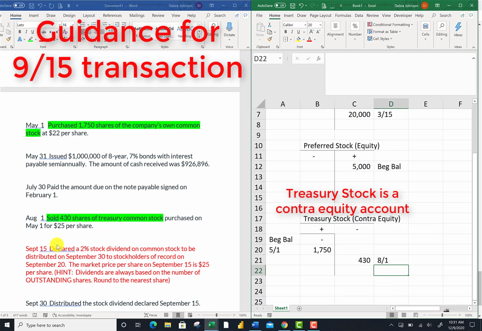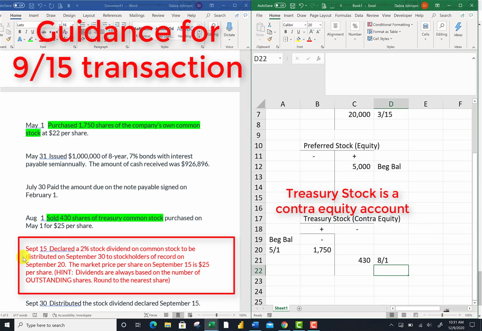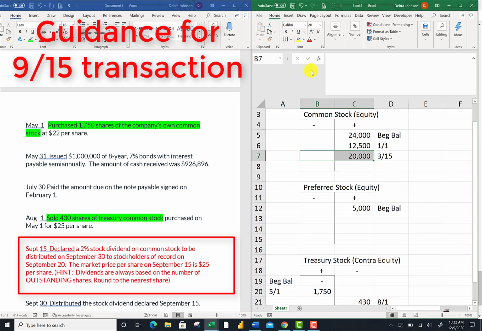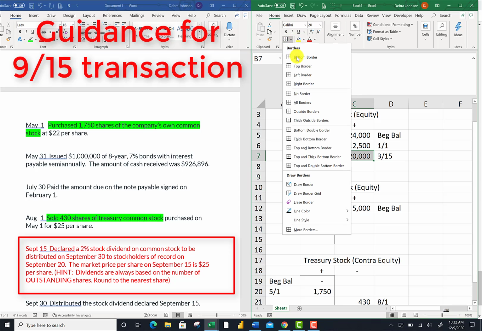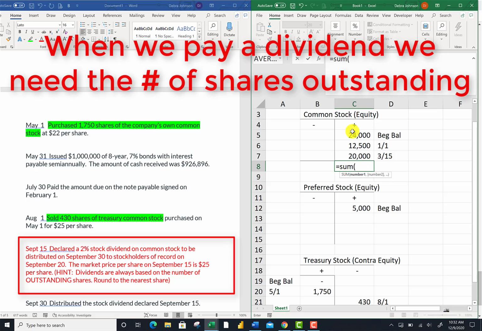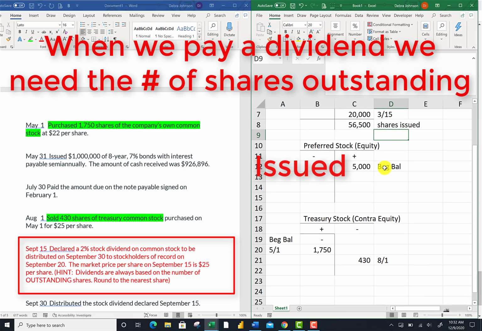That brings us to the first transaction in red here that was causing some stumbling. So it says declared a 2% stock dividend on the common stock. So right now I'm interested in the common stock. Anytime a dividend is paid, you have to compute the number of shares outstanding. So when I add up my common shares, I get 56,500 shares that are issued. Of that amount, we hold some of them.